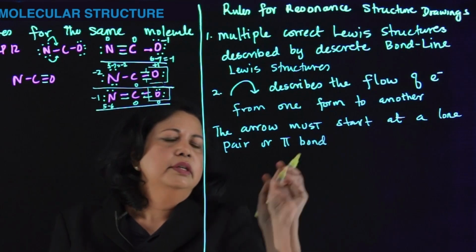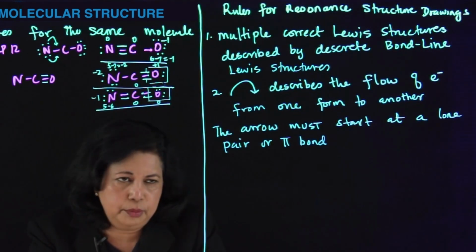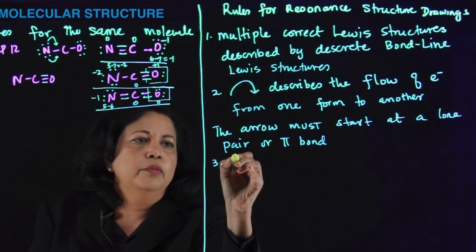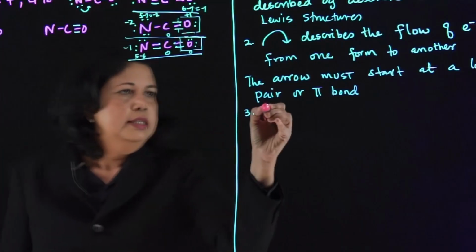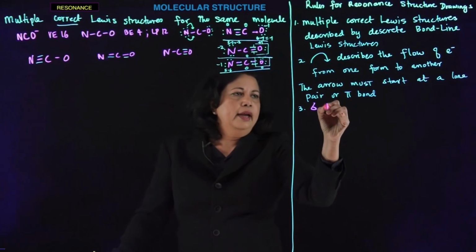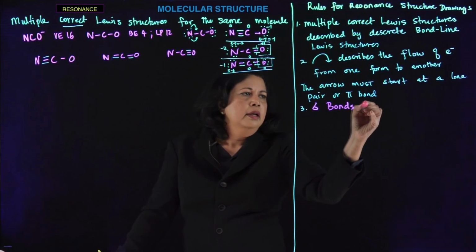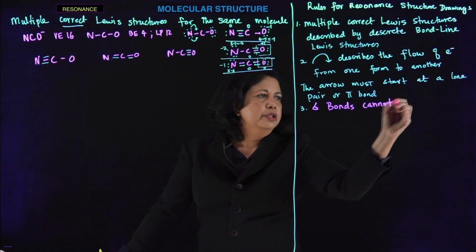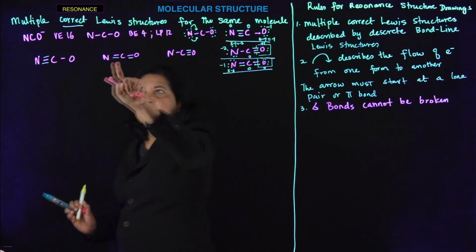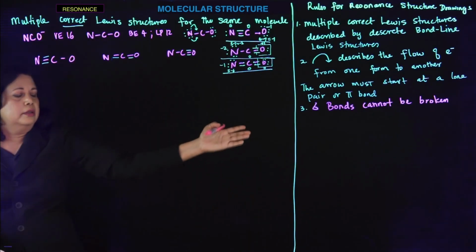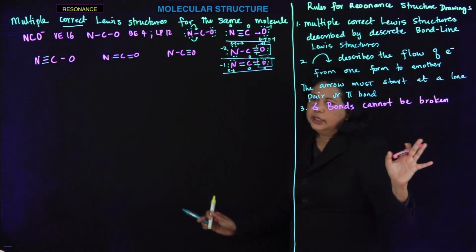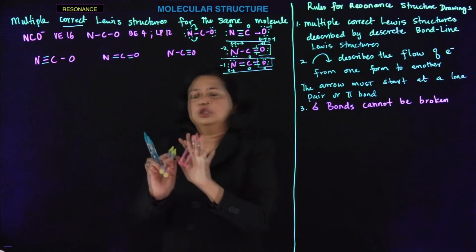You should never start an arrow at a sigma bond, because sigma bonds cannot be broken. That's one of the most important rules. Sigma bonds, the first bonds here, cannot be broken because it's not a reaction. If you break a sigma bond, you're taking this molecule and making two different molecules, or atoms and molecules. That's a reaction. This is not a reaction. This is just a description.